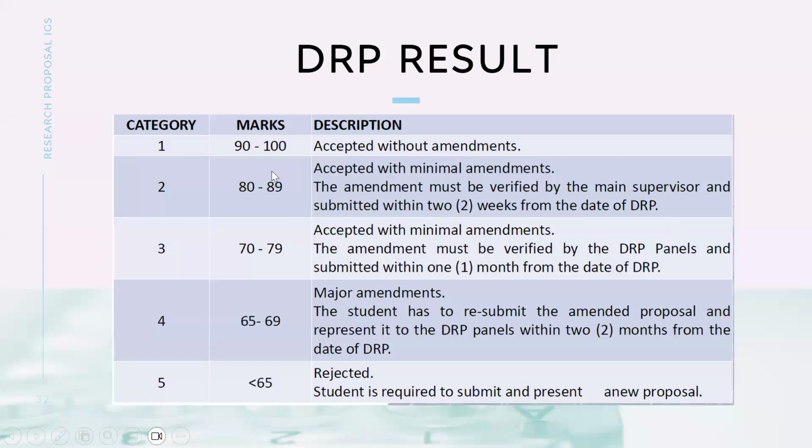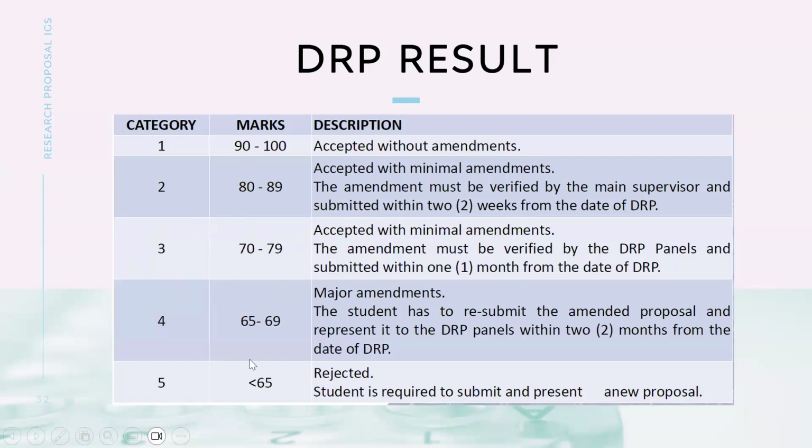And then category number 2, where the marks are between 80 to 89. This is accepted with minimal amendments. The amendment must be verified by the main supervisor and submitted within 2 weeks from the date of the DRP, or from the date you get the results. Okay. Category 3, which is 70 to 79, accepted with minimal amendments. It's just that the amendment must be verified by the DRP panels and within 1 month. Meaning that here, the work you have to amend will be more than category number 2, because this is 1 month versus 2 weeks, about 50% more than category number 2.